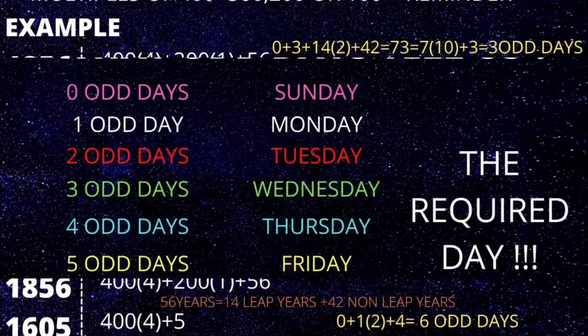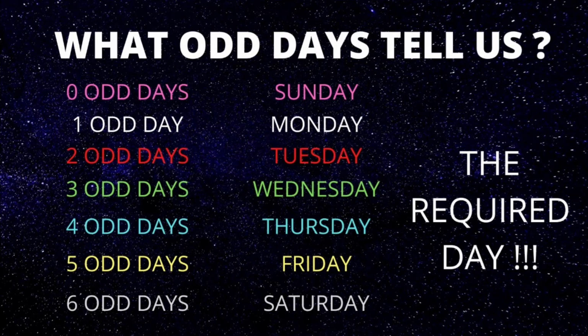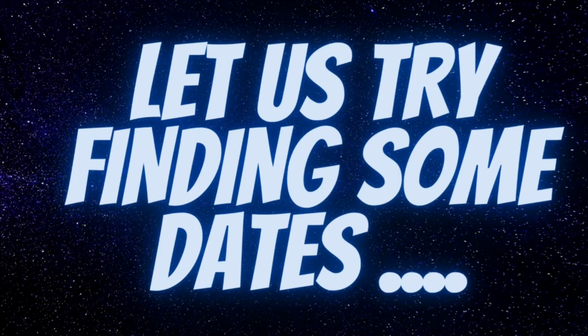Finally, now let us know what the number of odd days tell us. If the number of odd days is 0 or 7, it means the required day is a Sunday. Similarly, if the number of odd days is 1, 2, 3, 4 or 5, 6, it may represent the other days of the week. Let's try to find some date using this method.